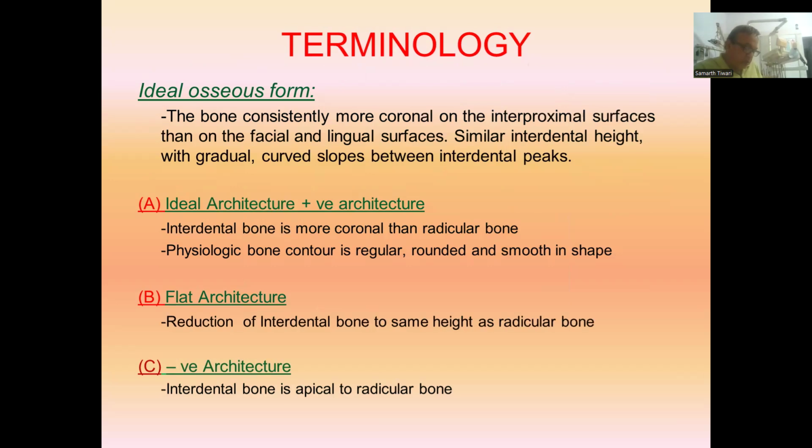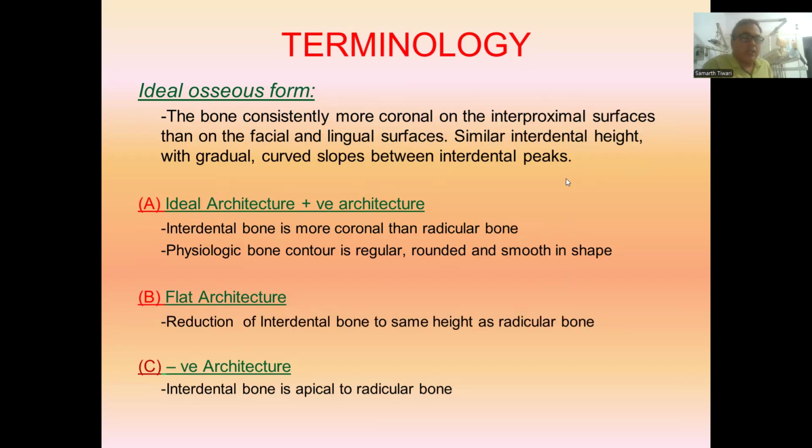Terminology which we will be using: ideal osseous form, a bone consistently more coronal on interproximal surfaces than on facial and lingual surfaces, with similar interdental height and gradual curved slopes between interdental peaks. Ideal architecture, positive architecture: interdental bone is more coronal than radicular bone. Physiologic bone contour is regular, rounded, and smooth in shape.